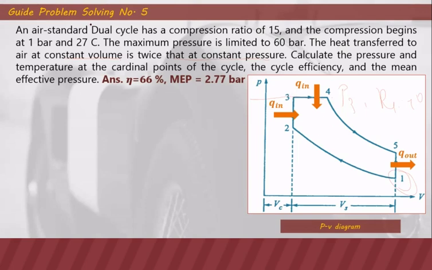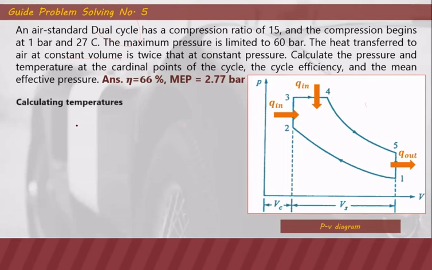So as you can see here, in a dual cycle, we have two heat addition processes. One is at constant volume and the other is at constant pressure. And the constant volume heat is twice that of the constant pressure heat. So first, we are going to solve for the pressure and temperature at the cardinal points, or all the points 1, 2, 3, 4, and 5. You can also expect that point 4 should be the highest temperature because it happened after two addition processes.